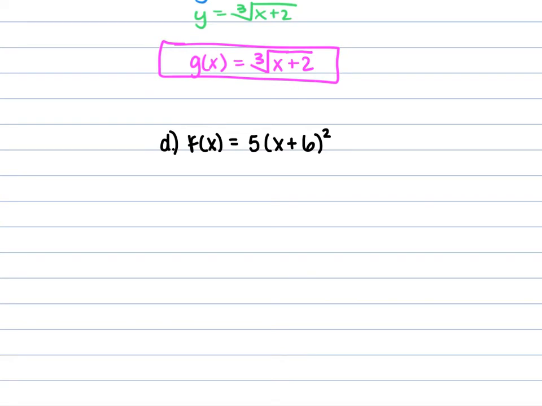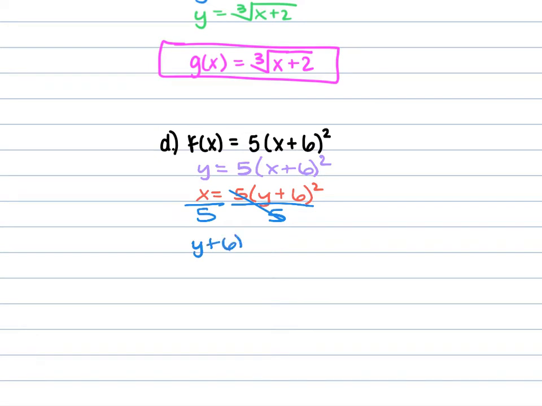For D, we have f of x is equal to 5 times (x plus 6) squared. So change your f of x to be y is equal to 5 times (x plus 6) squared. Change your x and your y, so x is equal to 5 times (y plus 6) squared. Move the 5 over, divide it from each side. So we have (y plus 6) squared is equal to x over 5. We are going to take the square root of both sides. So we have y plus 6 is equal to the square root of x over the square root of 5.